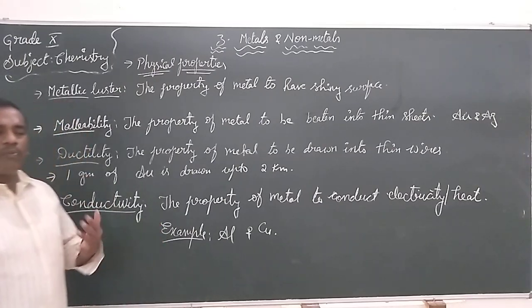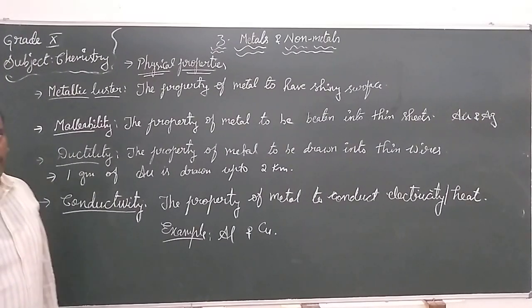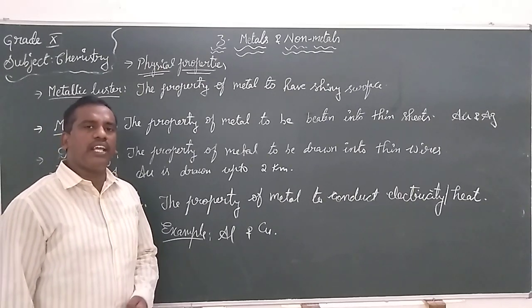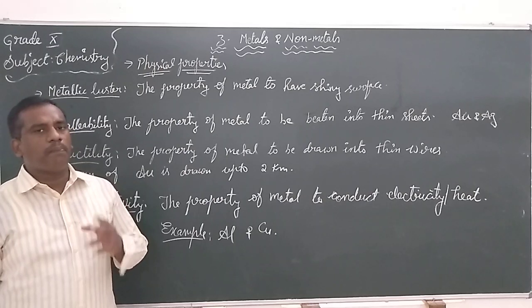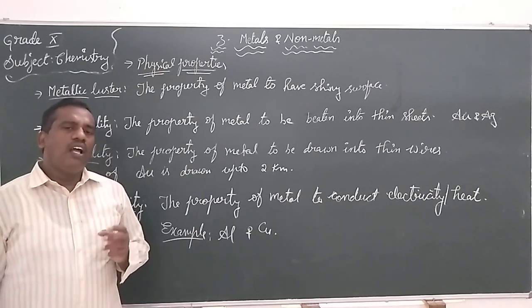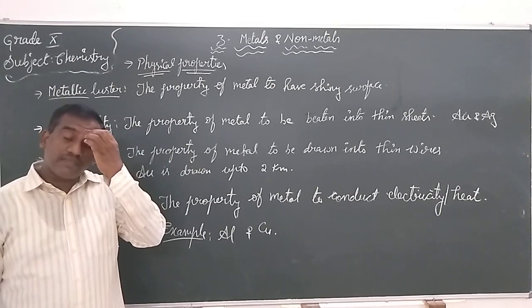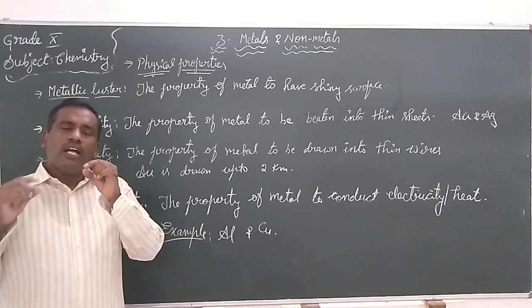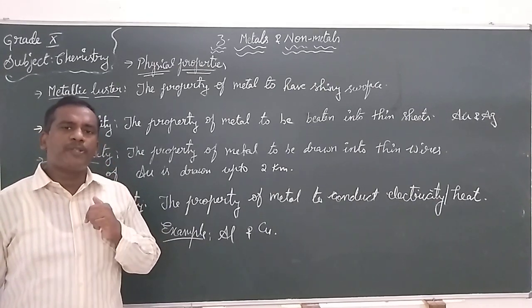Let us see one more physical property, that is called conductivity. What is that called? Conductivity. Generally, nowadays we use plastic in and around us. But keep in mind, the electrical wires that are carrying the current are coated with plastic. Why are they coated with plastic?